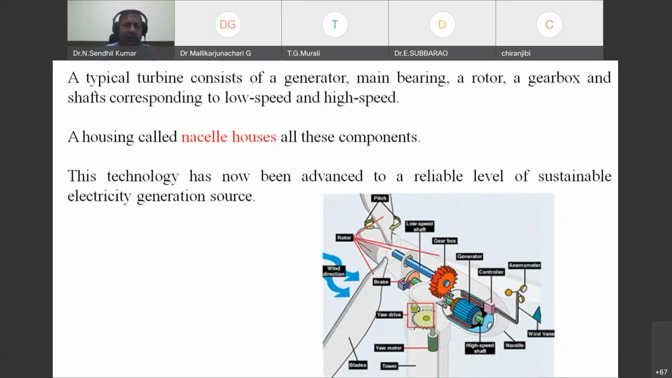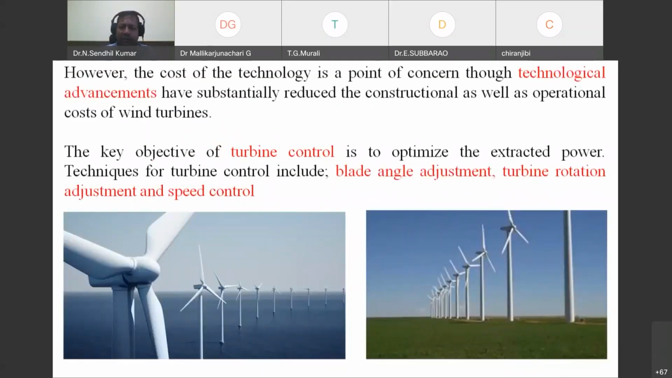There you can deploy your robots, both onshore and offshore, and on land-installed turbines. If you install these robots, what will happen? Your construction and operation costs of the wind turbine will be minimized because of this advanced robotics technology. And why will this be used? The main key objective of the wind turbine is turbine control, to optimize the amount of power.